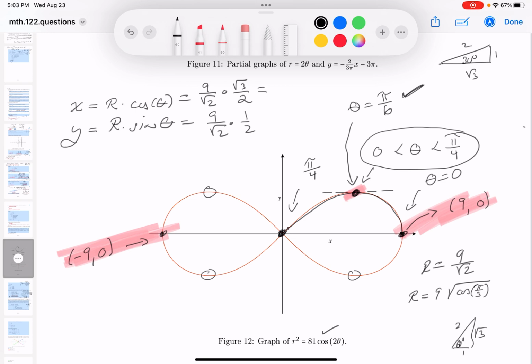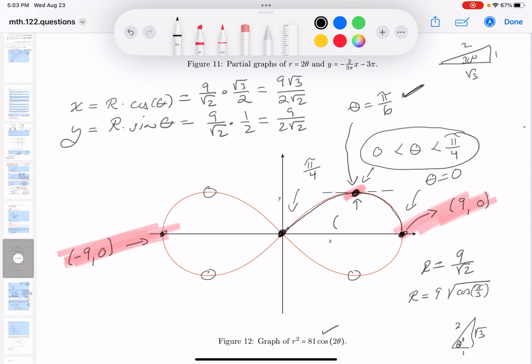So what do you get here? 9 root 3. On bottom, you get 2 root 2. I'm not really worried about rewriting these things so they look neater, but I'm going to say the best I can do. 2 root 2, and then the top is just 9. All right? So what's this point over here? Well, let's write it down.